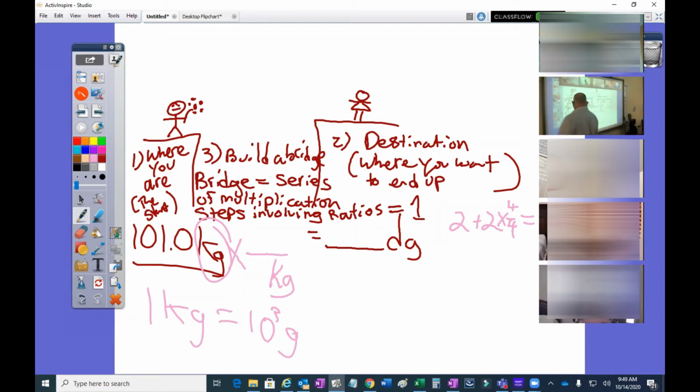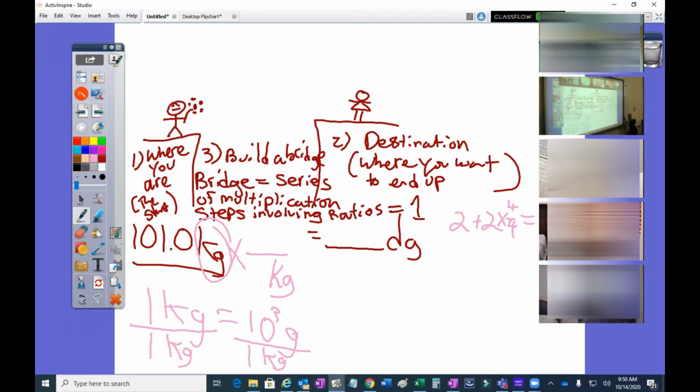All right, now watch this trick. Notice I need a ratio equal to 1 with kilograms on the bottom. So I have a statement from Home Depot: 1 kilogram equals 10 to the 3rd grams. Now watch what I'm going to do. I'm going to divide both sides by whichever side of this equality has the term kilogram in it. Well, this side does. 1 kilogram, 1 kilogram.